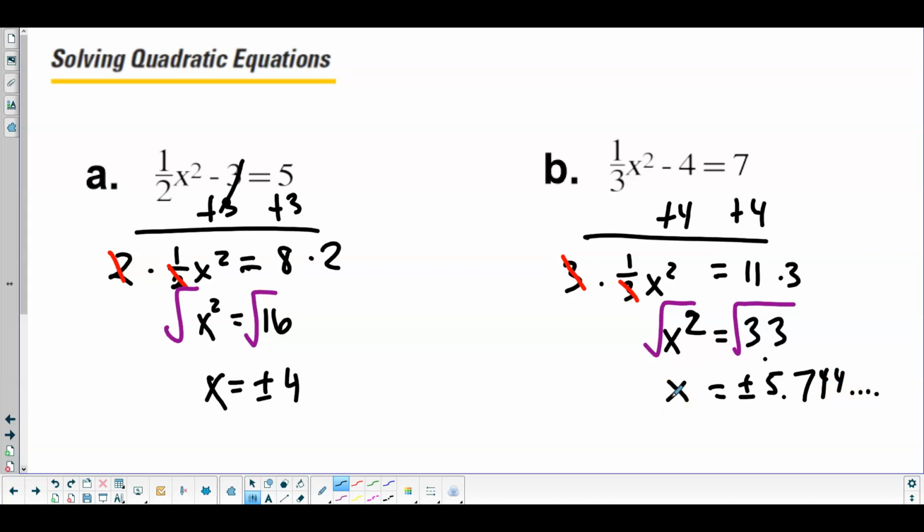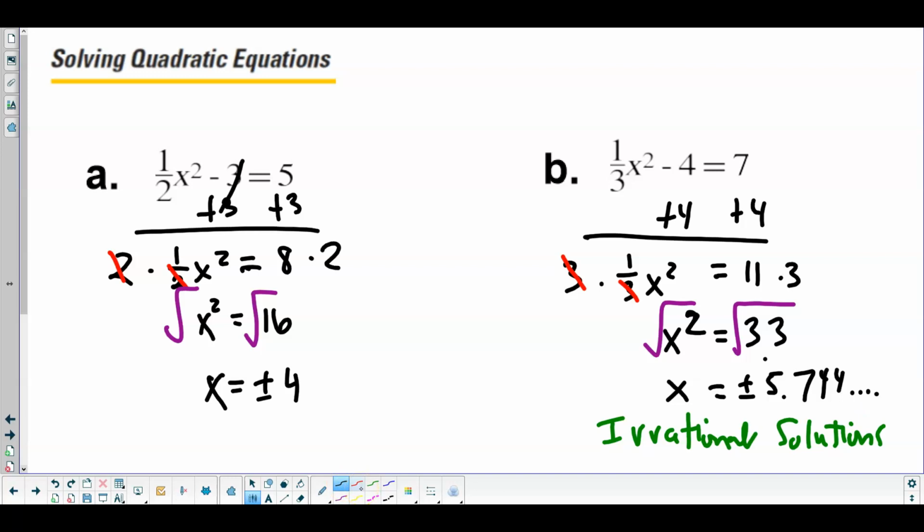So what happens is this is not a perfect square. This is what we call an irrational solution, because I didn't get a perfect square answer. I didn't get a square root of 16 and get plus and minus 4 like on the other side.